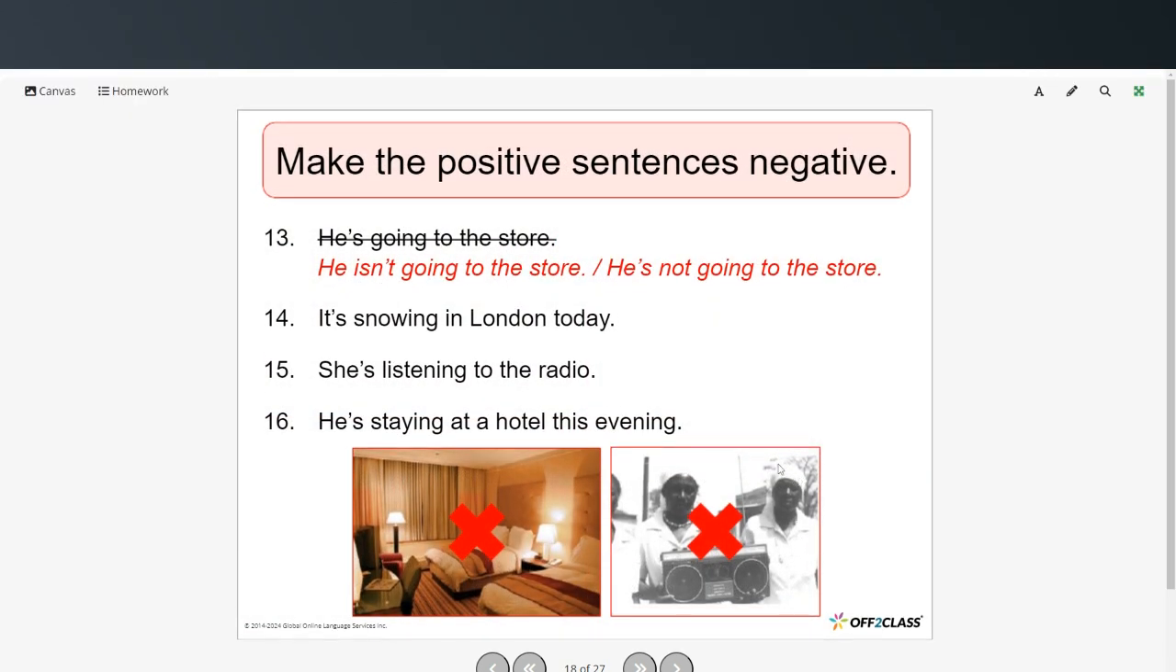All right, so now I want you to make these positive sentences negative, and you can use contractions, either type of contraction that you want, if it's possible. So, he's going to the store. He isn't going to the store. He's not going to the store. So go ahead and try the rest on your own, and then restart the video when you're ready to check your answers.